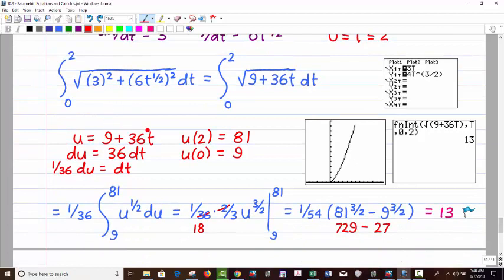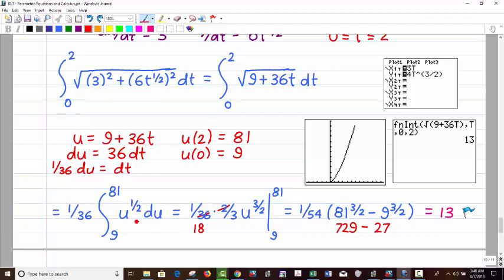So u will be 9 plus 36t. du equals 36 dt. So I'd bring a 1 over 36 out to the outside. And then I'll change my limits of integration. I put in 2. 9 plus 36 times 2 is 81. And then put in 0. 9 plus 0 is 9. So now I have 1 over 36, from 9 to 81, of u to the 1/2 du, and I never have to go back to t again.